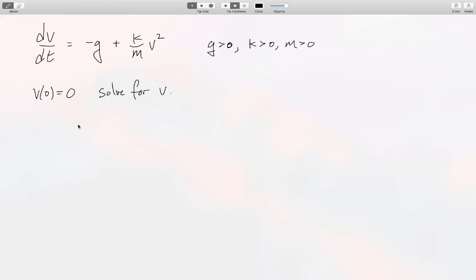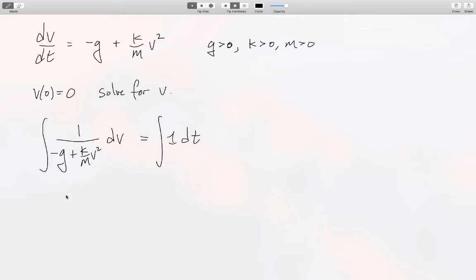So we'll write that as 1 over negative g plus k over m v squared. If I bring all these terms as a factor over to this side, and then multiply both sides by dt, then I have separated the variables in the sense that everything involving v is over with the dv, and everything involving t is over here, but there were actually no terms involving t, and so everything involves v, and it's a bunch of constants, so that separates nicely. So that means I can integrate both sides.